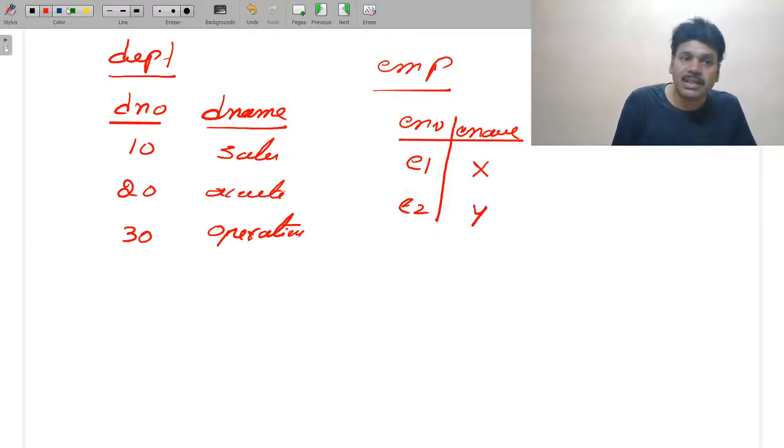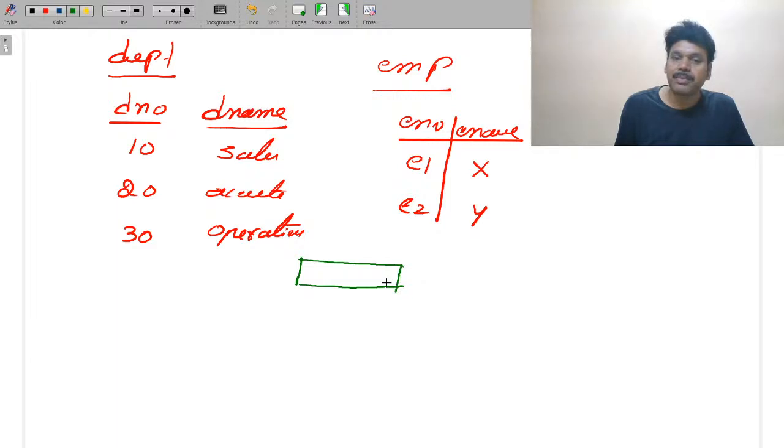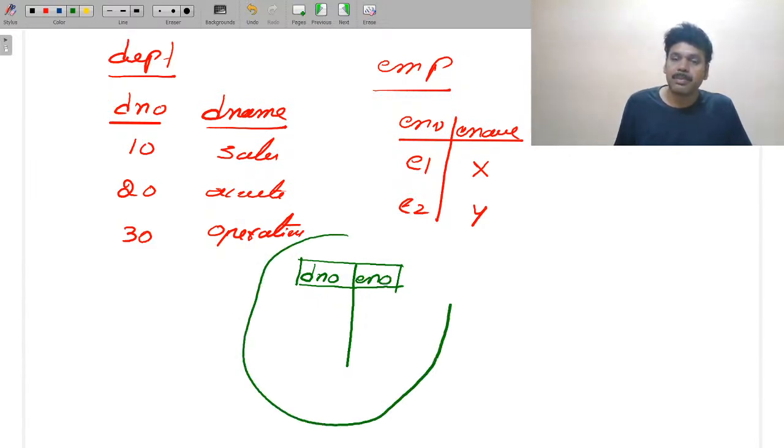Now my question is like this. An employee can manage multiple departments. Therefore, in this relationship, I can manage a few important things. What is that? Department number and employee number. This is the concept of the mapping which we did diagrammatically. Now I am showing you the table format.